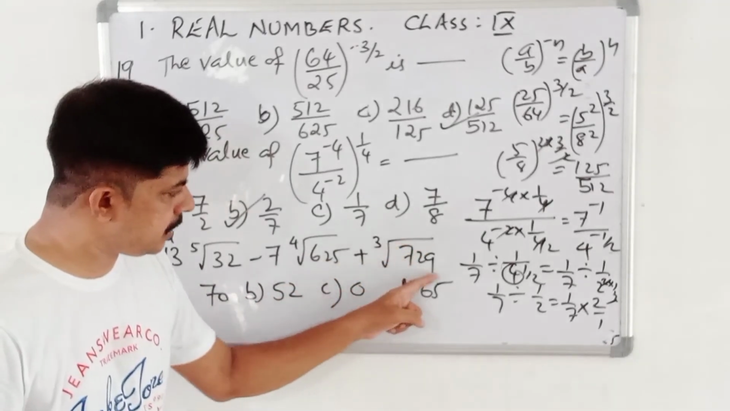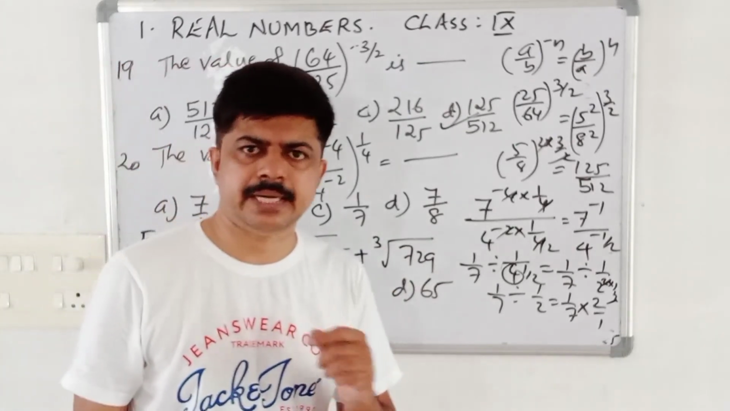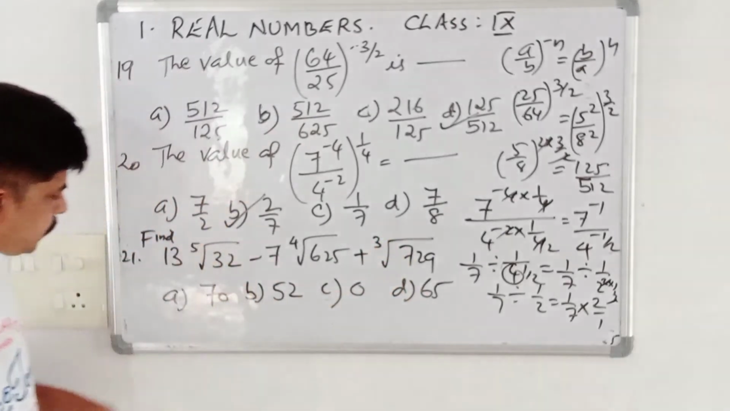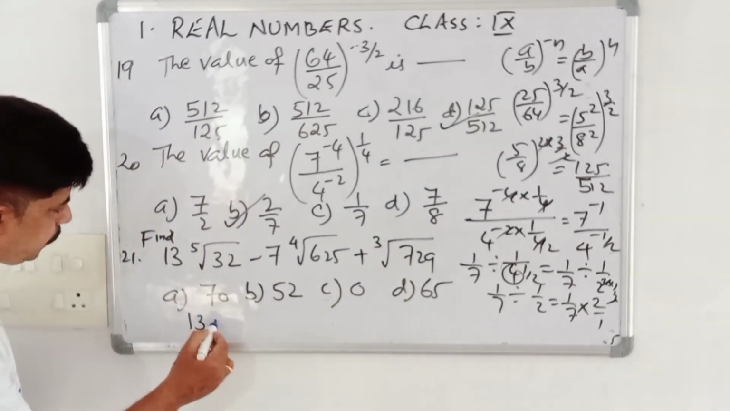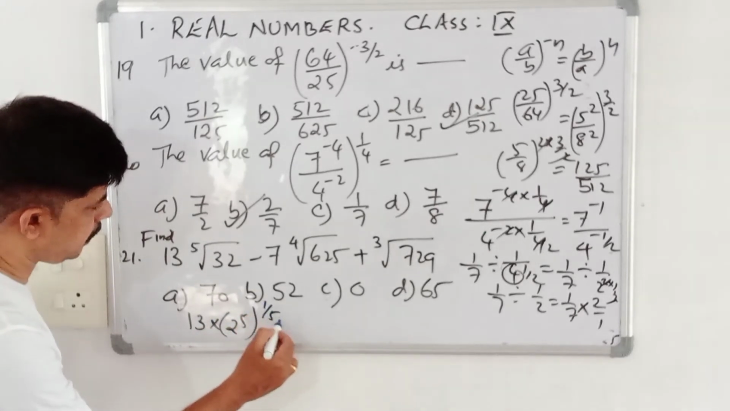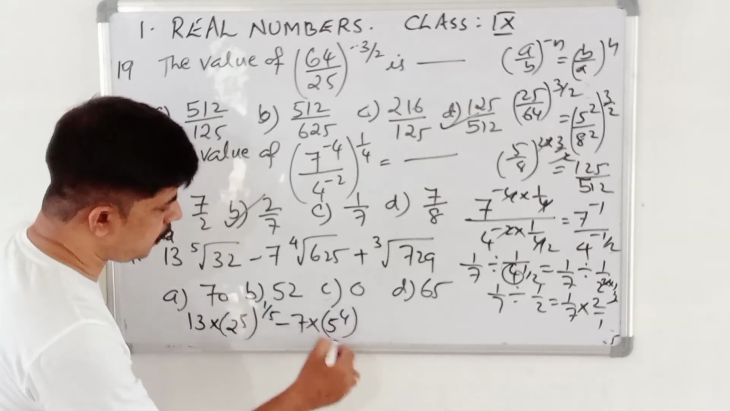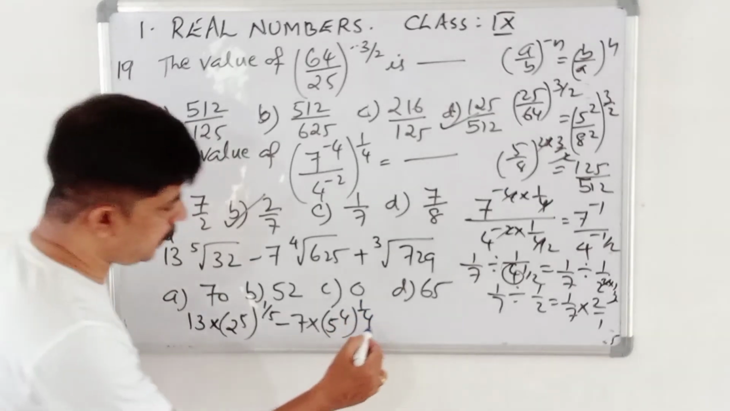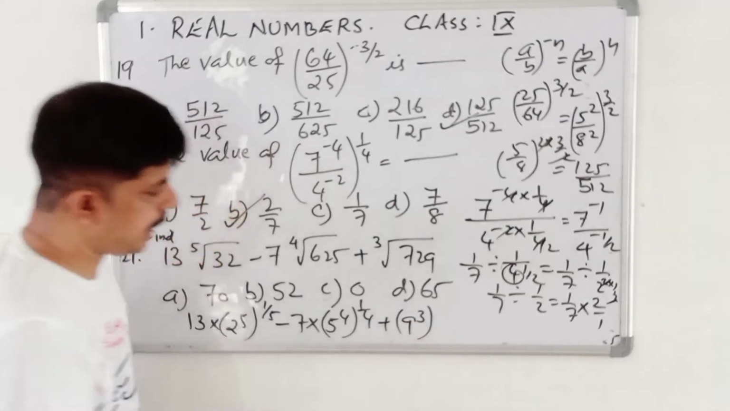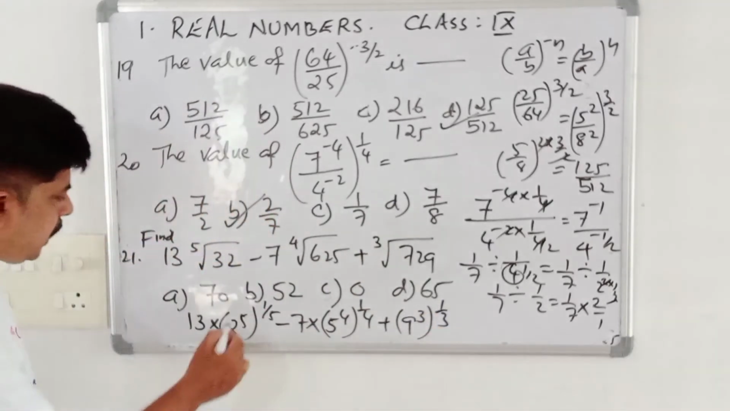Actually this is 3. We have 9 three times: 9 into 9 into 9 can be written 729. Okay, look at the index, we have to simplify. 13 into 32 can be written 2 raised to 5 whole raised to 1 by 5, minus 7 into 625 can be written 5 raised to 4 whole raised to 1 by 4. Finally, 729 can be written 9 three times, and this index can be written 1 by 3. Okay, now we have simplified here.